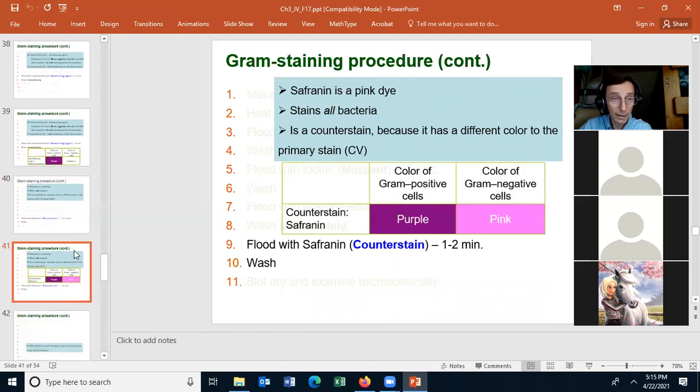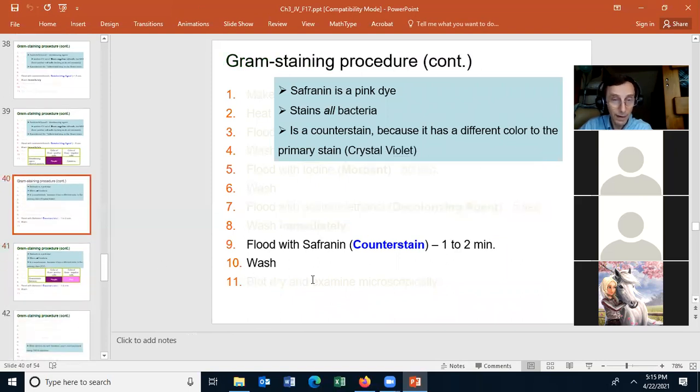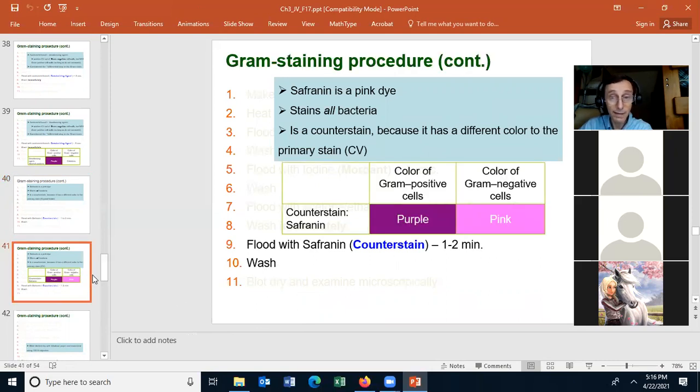After applying safranin, wash the slide gently with cold water to remove the excess safranin. After applying the safranin, if the gram stain has been done correctly, the color of the gram-positive cells will be purple. The color of the gram-negative cells will be pink. All right, any questions about that?